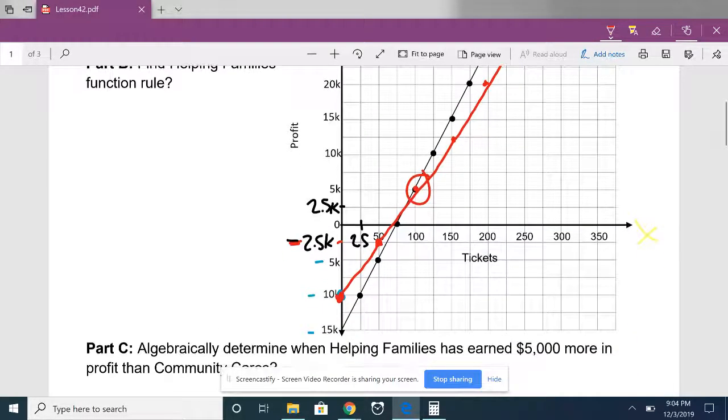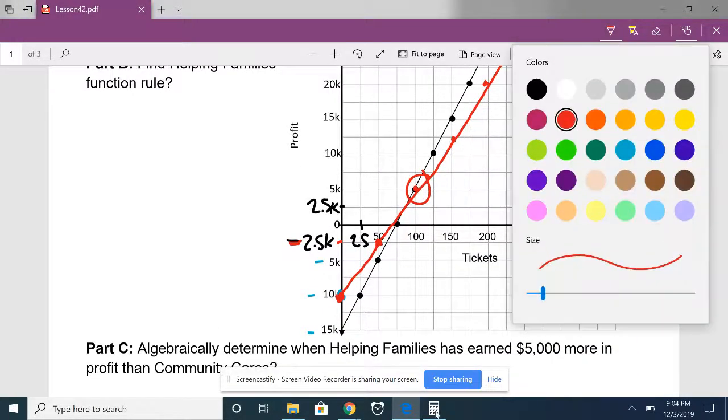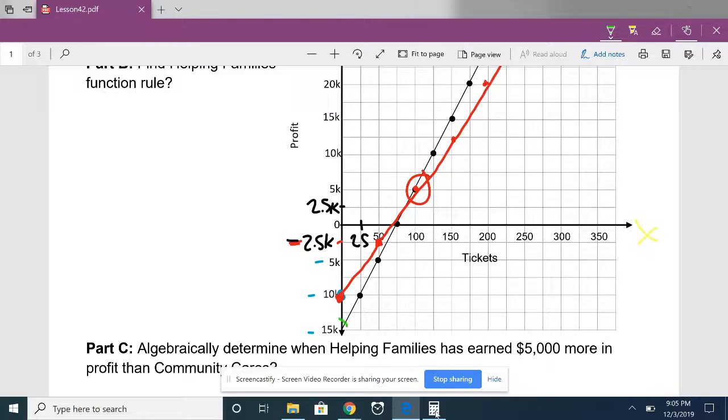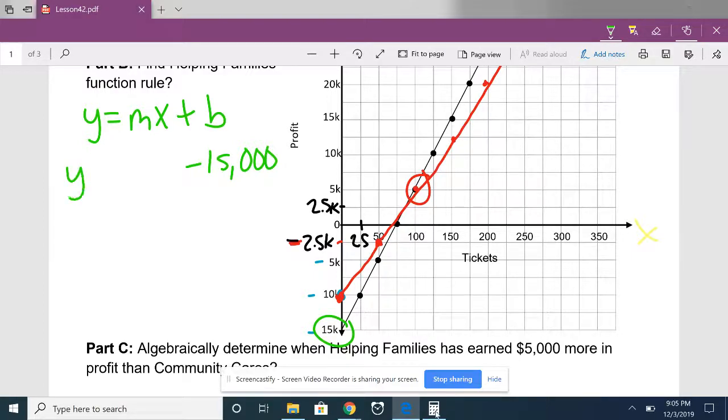So the black line. So where does it start? It starts right down here, negative 15,000. So my y equals mx plus b. All right, the b is negative 15,000. All right, now I've got to figure out my m. What's my rise over run?